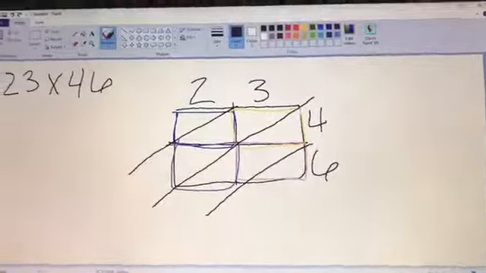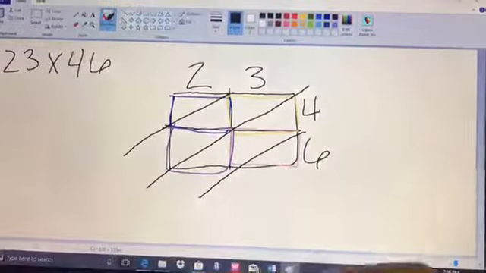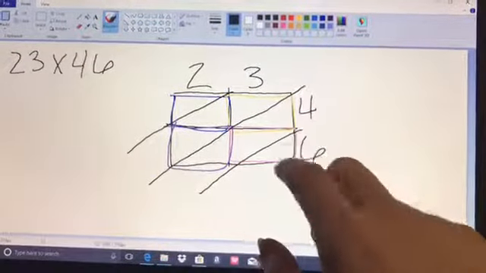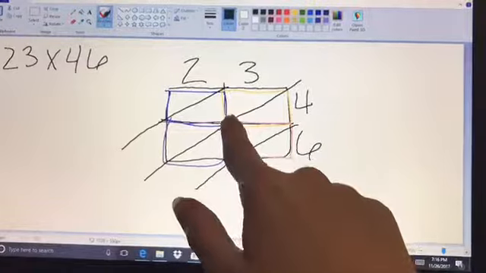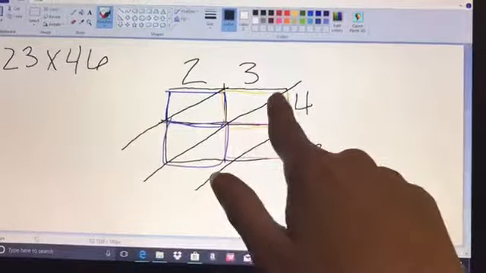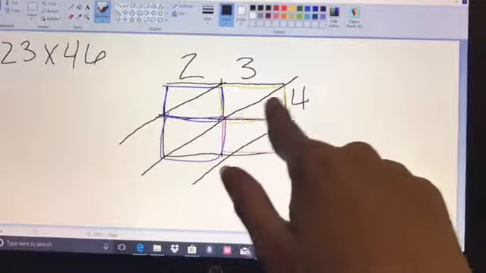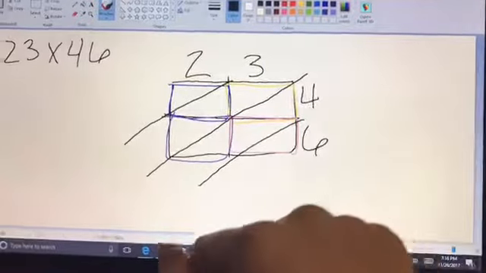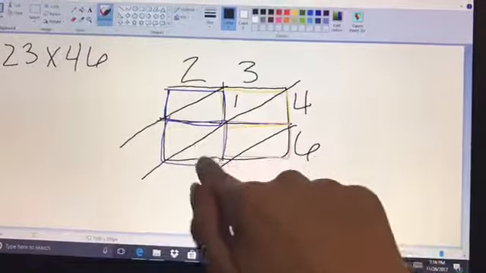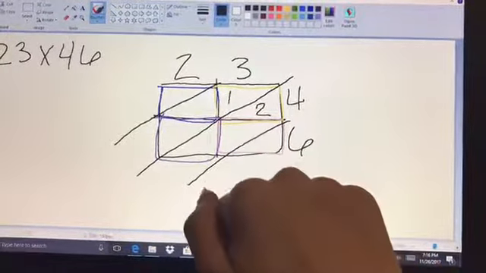So let's start off with the yellow box first. We have a 3 and a 4. What you're going to do is multiply those two. This little triangle is going to be the tens. This triangle on the bottom is going to be the ones. So we got 3 times 4 is 12. So we put the 1 in the tens, 2 in the ones.